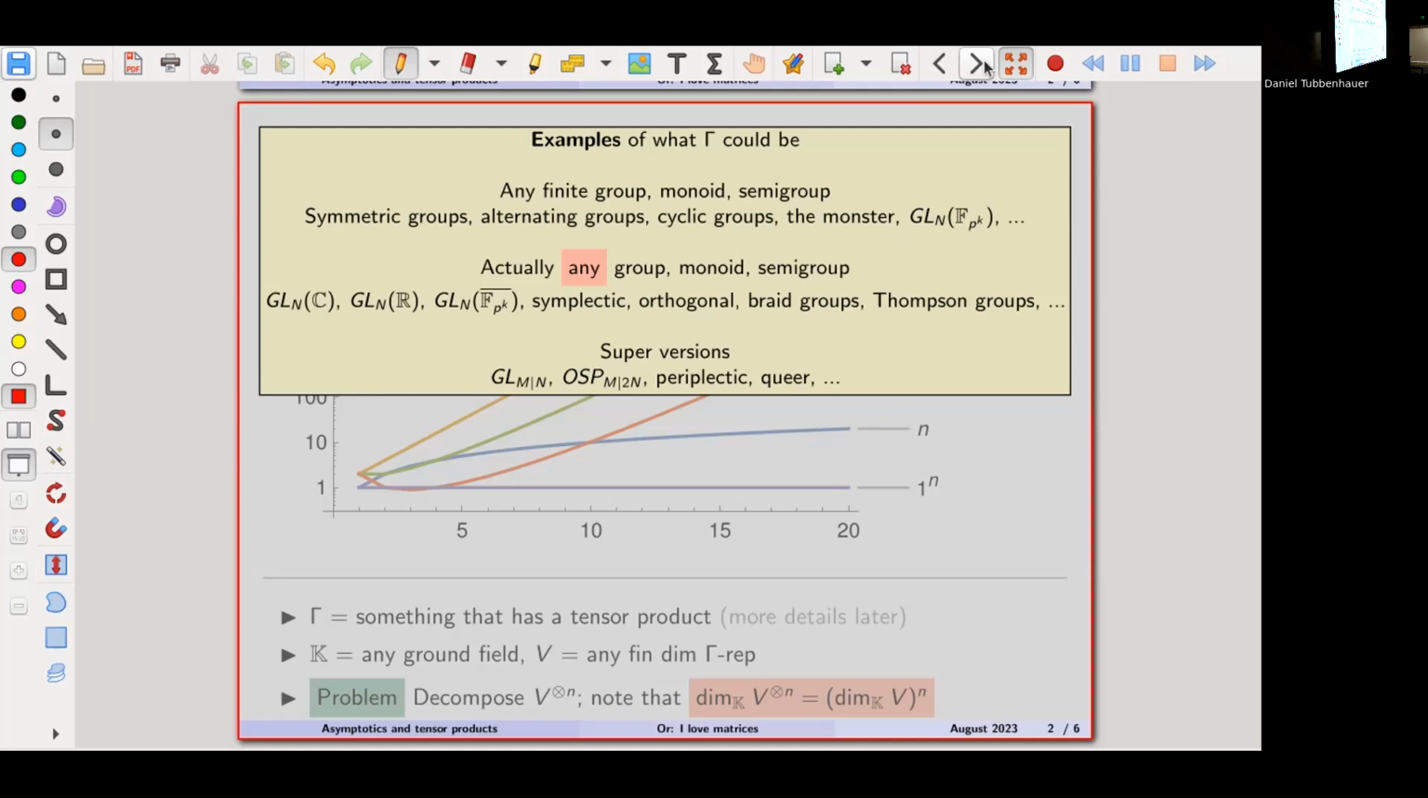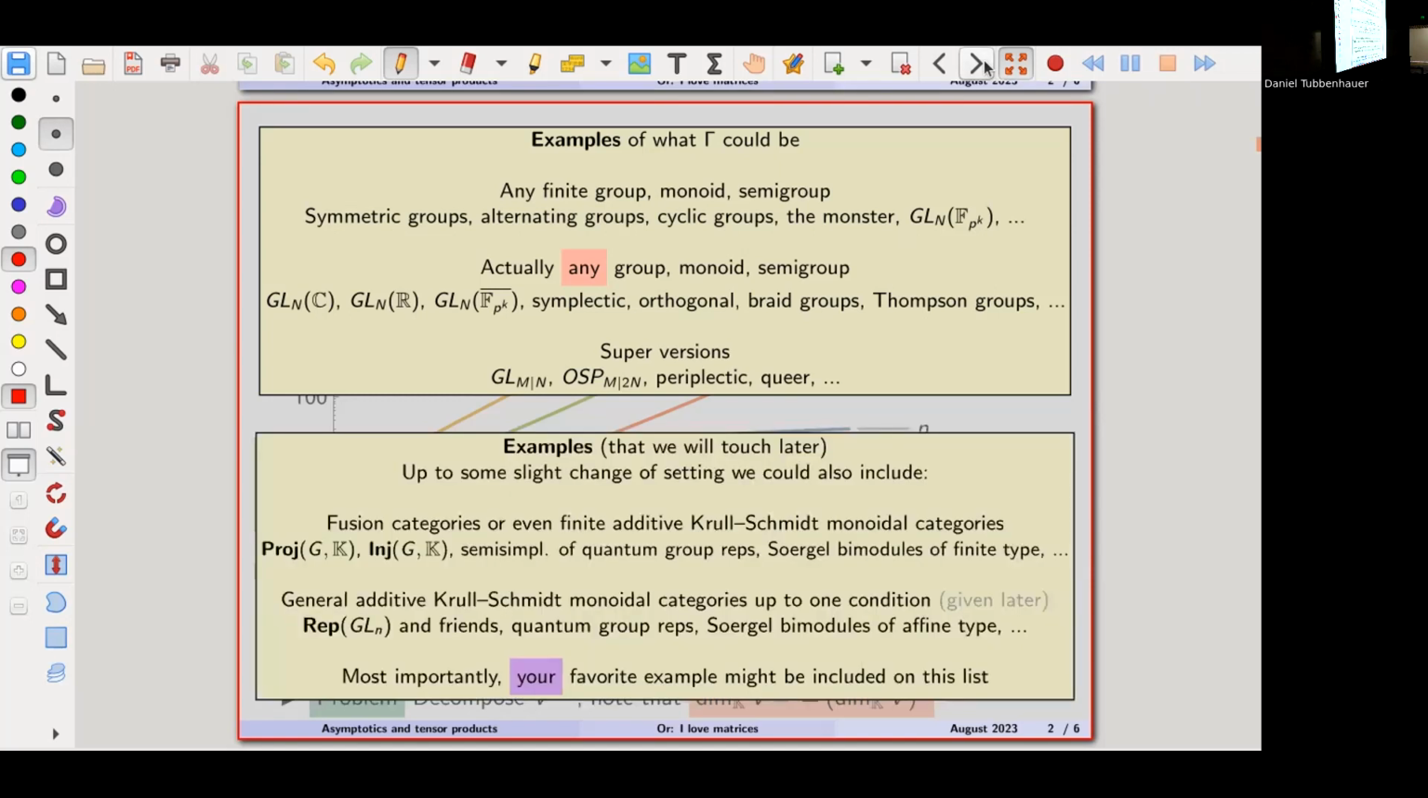I can be even more general, and I will do that later. I can take tensor categories. Any tensor category, you can take modules, I can take essentially anything. It's a very general setting, and I would like to ask, given some object, I take its tensor power and I want to decompose it. Whatever your favorite category or setting is, it should be somewhere on my list. I'm taking a general field, and it's really just ridiculously general.